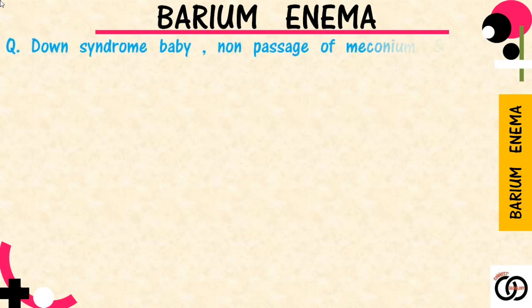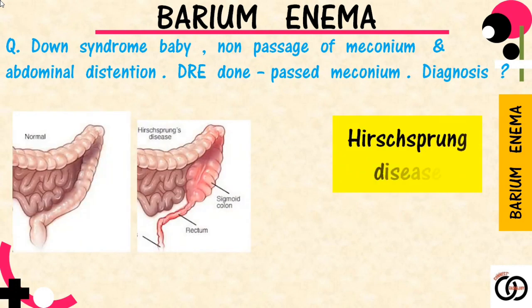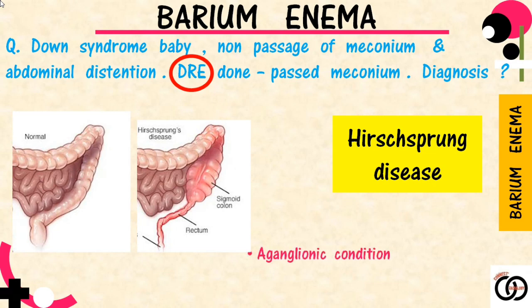Now moving forward, we have a baby diagnosed with Down syndrome having non-passage of meconium and abdominal distension. You as a pediatrician did a digital rectal examination with your little finger and the baby passed meconium. This is a typical case of, yes, Hirschsprung disease. Here, digital rectal examination acted as the mechanical stimulus. Now, what's Hirschsprung disease? This is a condition where ganglionic cells, that are neural crest cells, in Auerbach's and Meissner's plexus of the colon and rectum are absent.